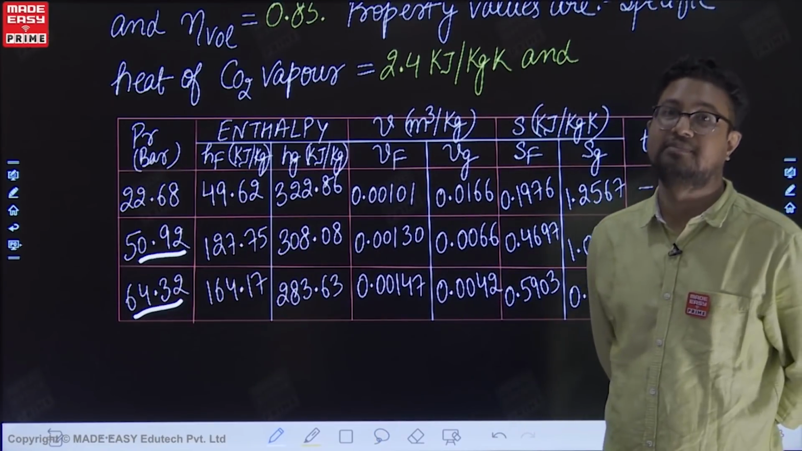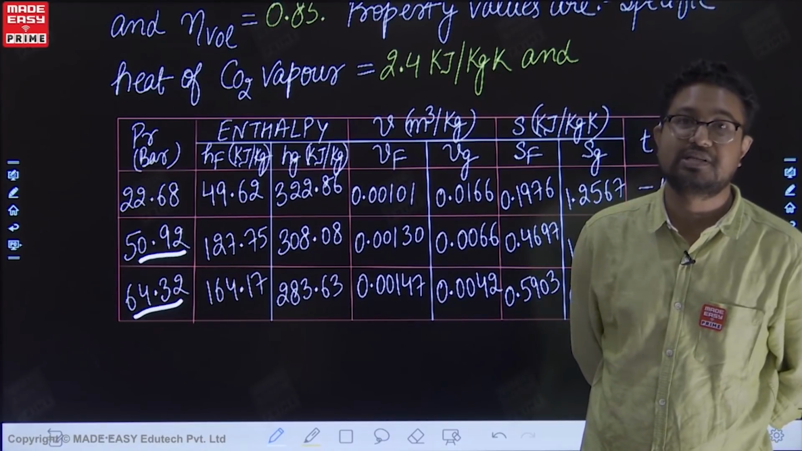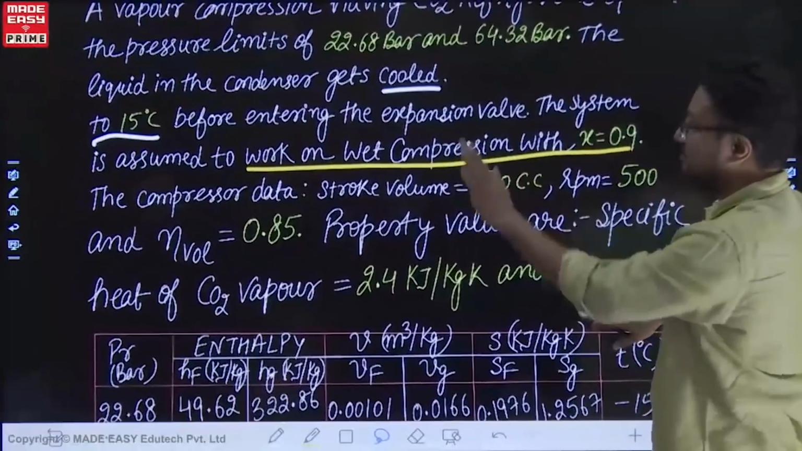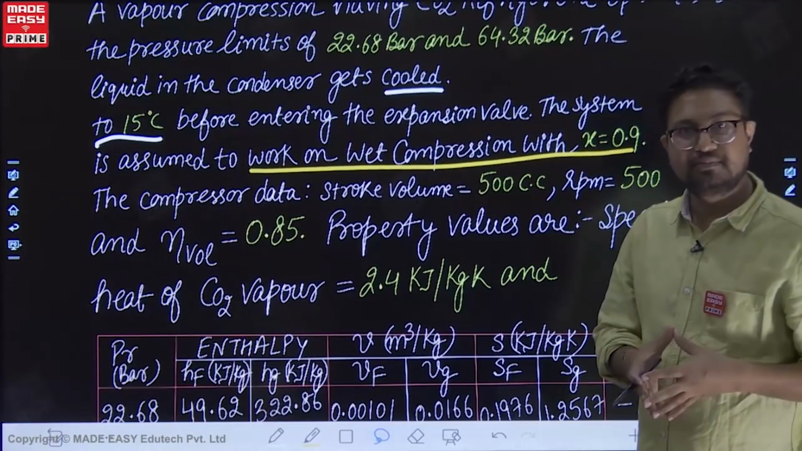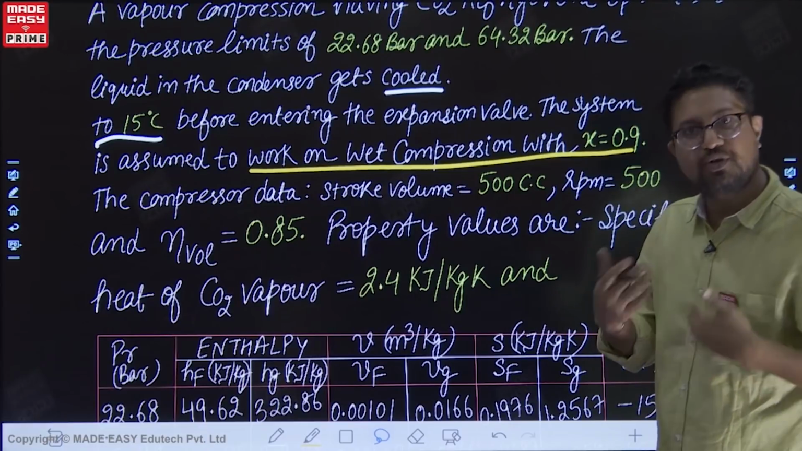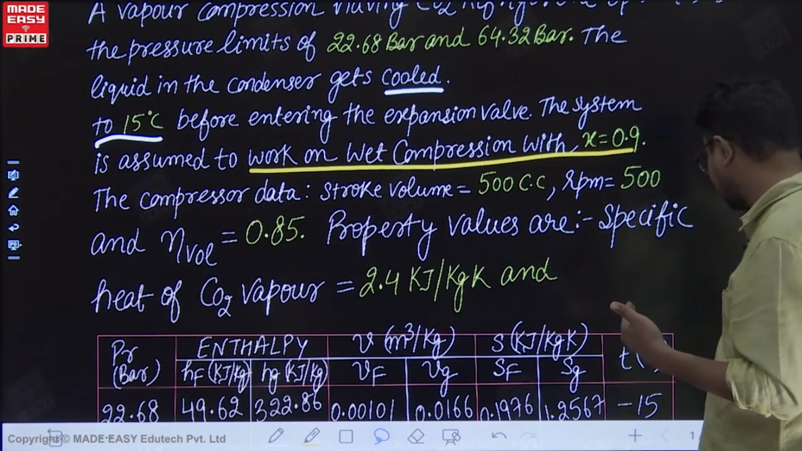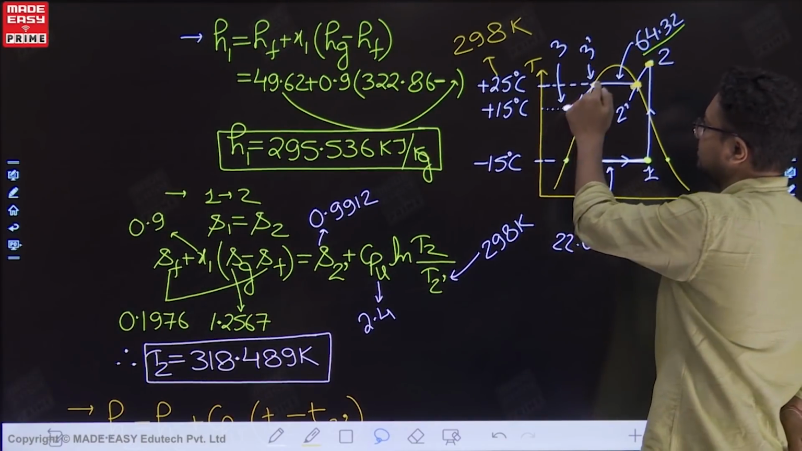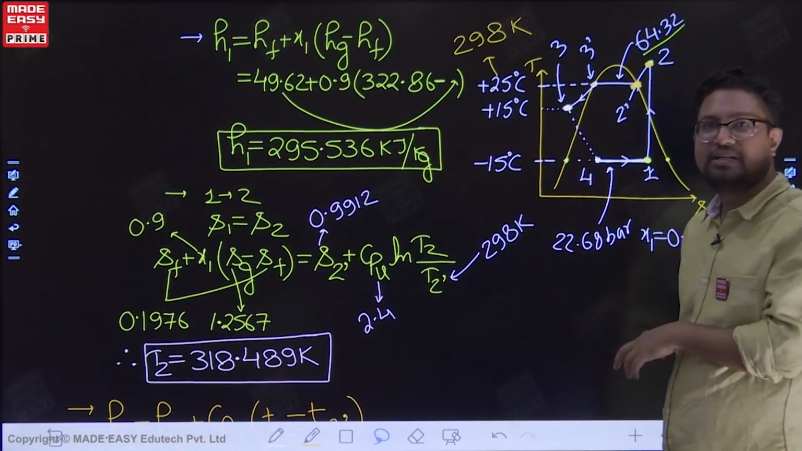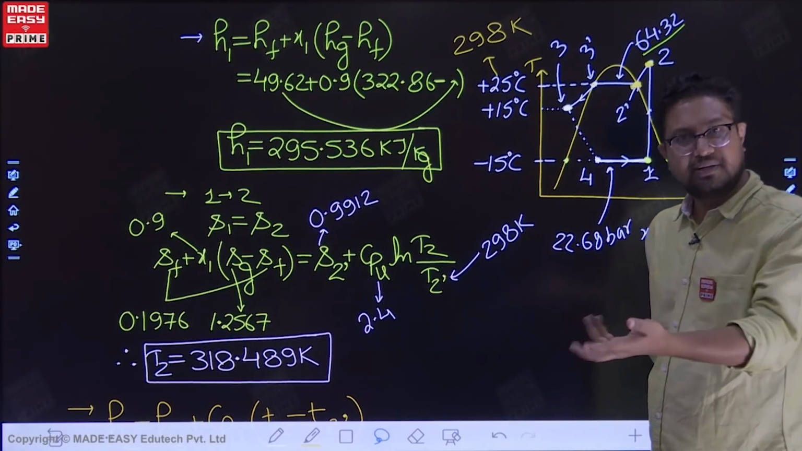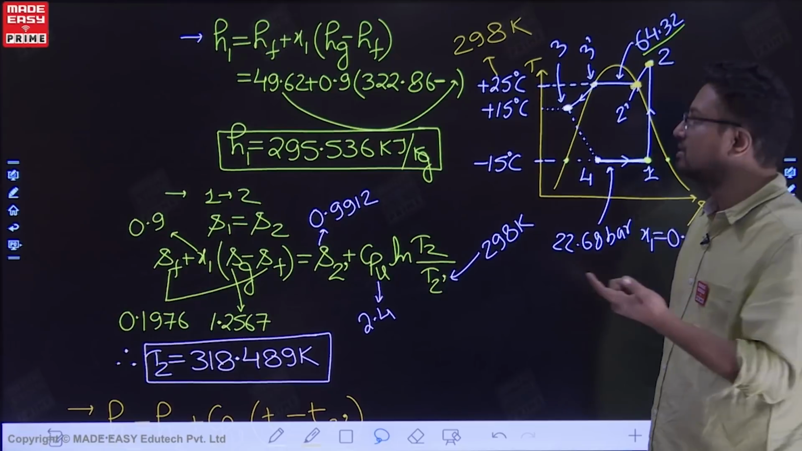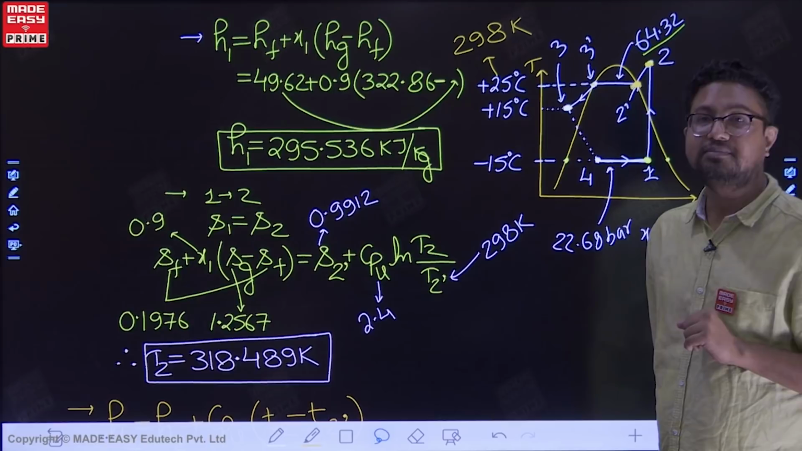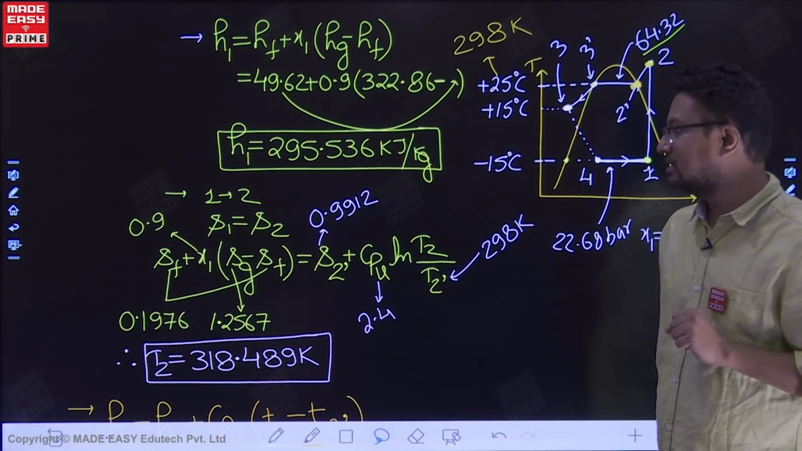Moreover, we don't know Cp for liquid. In the question they have not mentioned it. They have not given specific heat for liquid. If we had known the specific heat of liquid, we could have easily said H3 dash minus H3, pressure is constant, Cp into dT. But Cp of liquid for CO2 is not known. So what to do in this case?